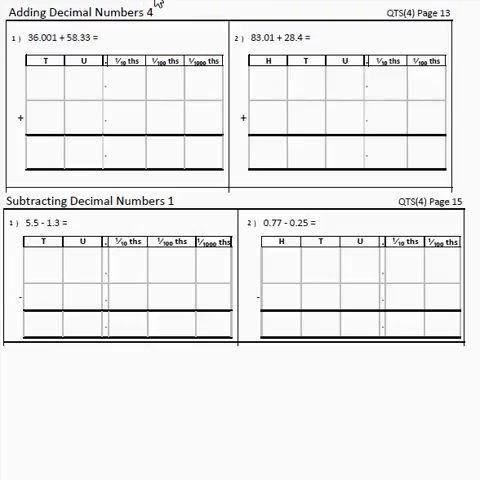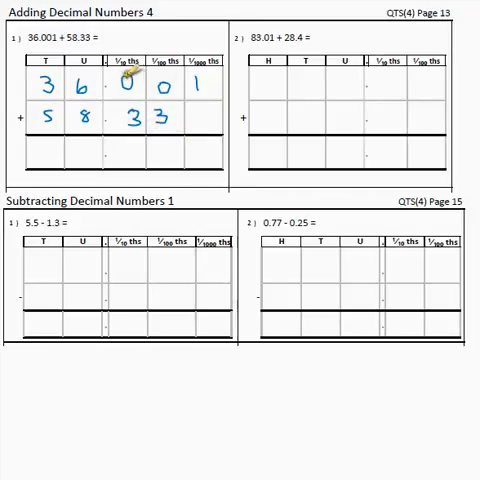Now, adding decimals. In the workbook I will give you practice on adding and subtracting, different pages. This is page 16, so before here you had lots of practice. I give you the grid to practice to line up your points really. So here you would write in the grid form 36.001 plus 58.33.